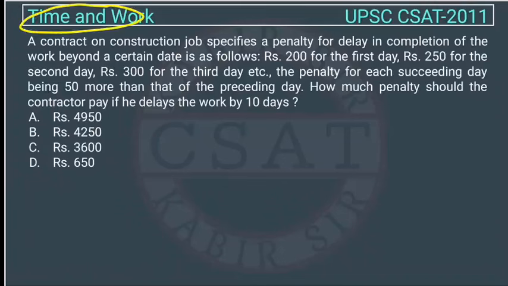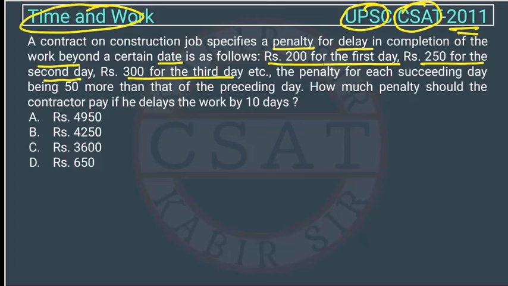This is a question of time and work asked by UPSC in their CSAT paper of 2011. A contract on construction job specifies a penalty for delay in completion of the work beyond a certain date as follows. Rupees 200 for the first day, rupees 250 for the second day, rupees 300 for the third day. The penalty for each succeeding day being 50 more than that of the preceding day. How much penalty should the contractor pay if he delays the work by 10 days?